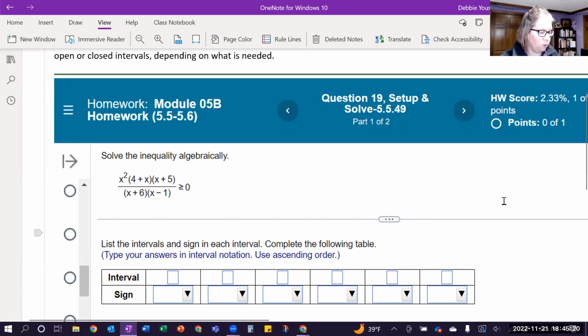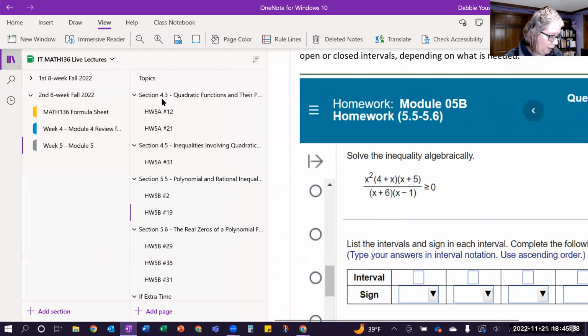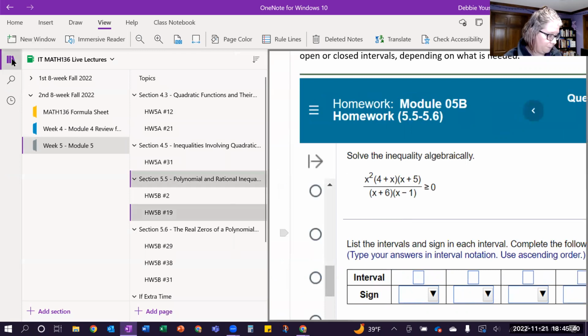So we're going to break this down. It says list the intervals and the sign in each interval. So I've got to get the intervals first. Because it's prompting us, there should be 1, 2, 3, 4, 5, 6 different intervals for this particular problem. Well, where do you figure out what those are? You do two things.